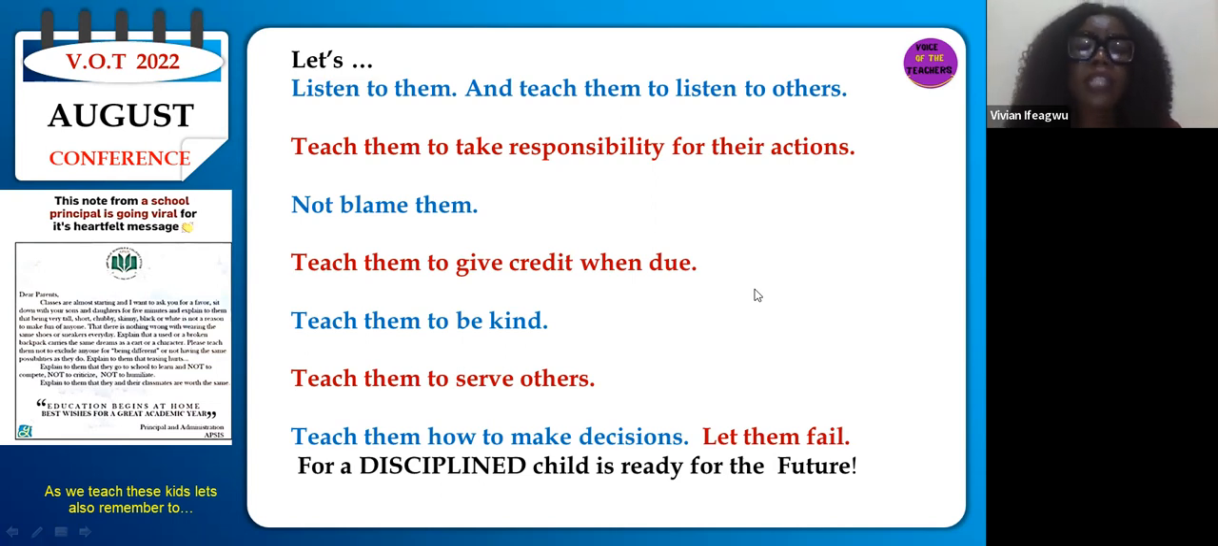All right, teach them to do what? Know how to make decisions and let them do what? Fail. Like I said before, it's not the child that has never failed. If a child fails, they learn from their mistake. All right, for it is the disciplined child that is what? Ready for the future. Now, I have answered the first question I asked at the beginning of this.